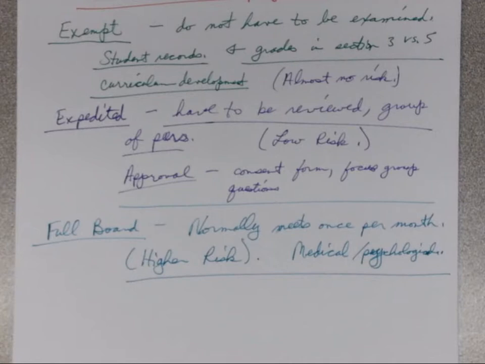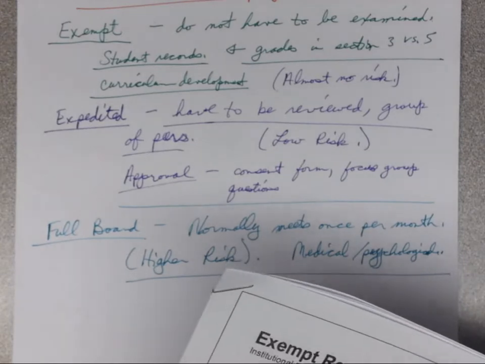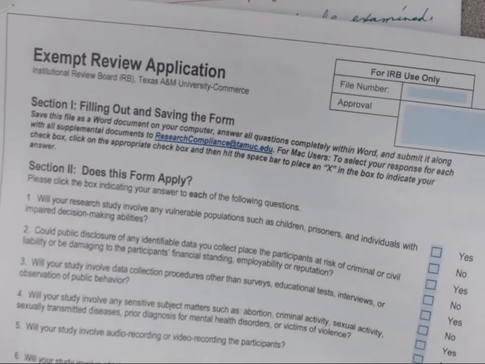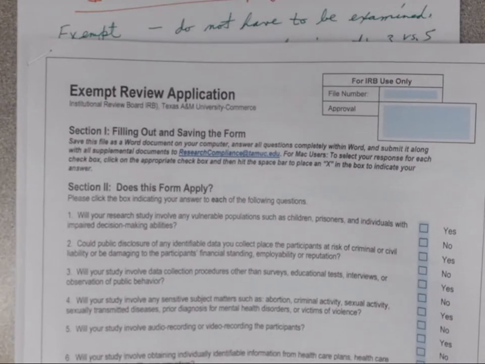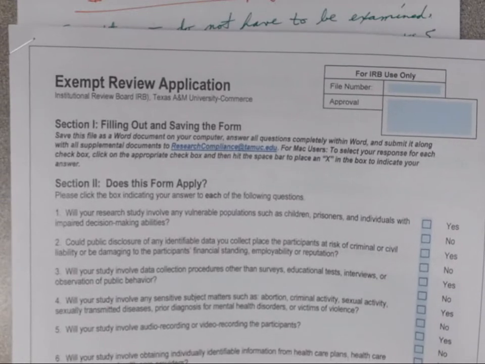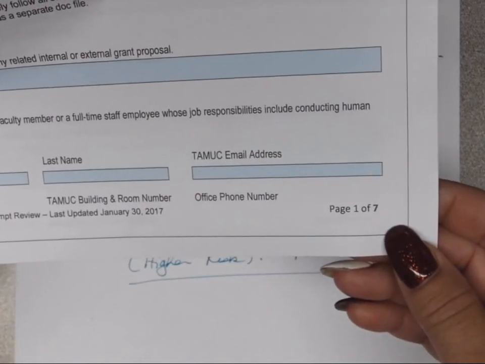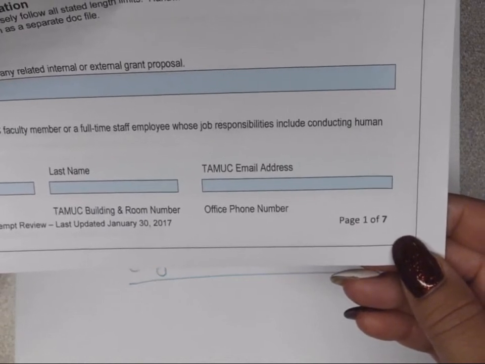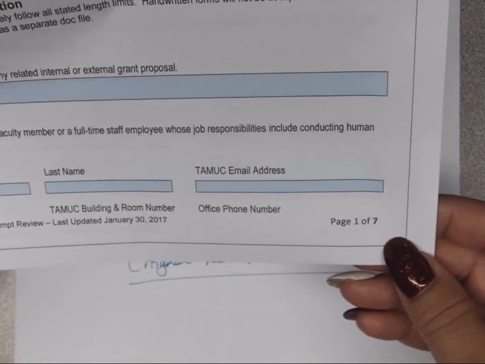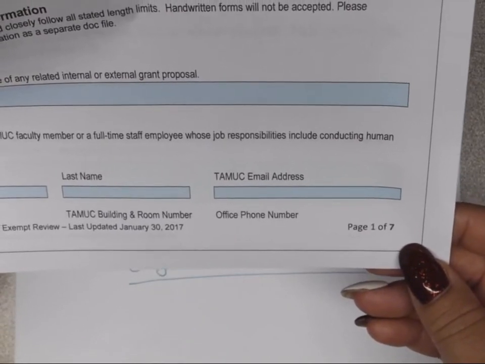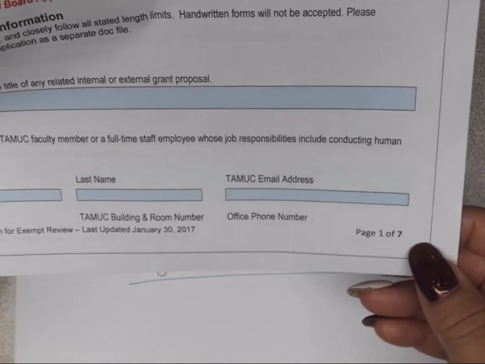Okay, so I just want to look real quickly, and we're not going to go through this whole thing. You have the links to the IRBs. I'm going to show you. This is the exempt form application, okay, and I've done this one lots of times. Notice the exempt application is still 7 pages long. Okay, so just because you're doing exempt does not mean that it's going to be a piece of cake.